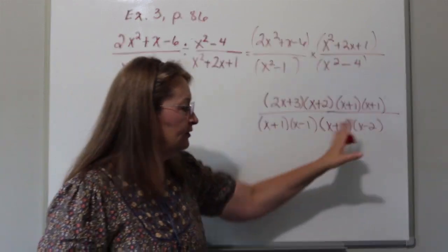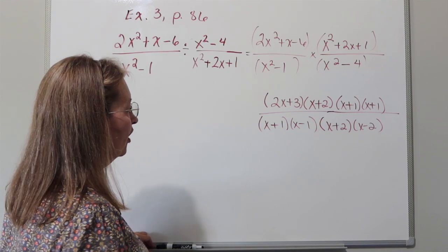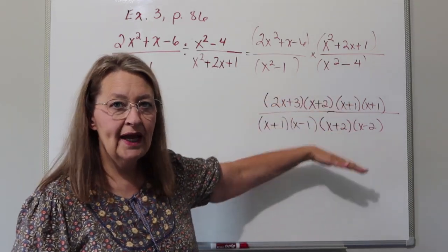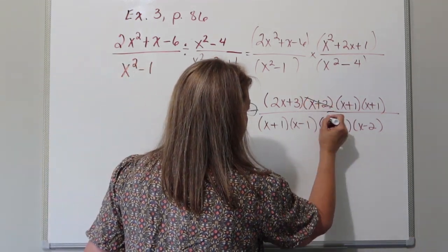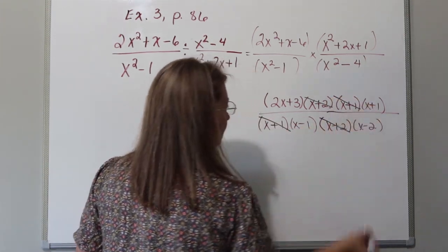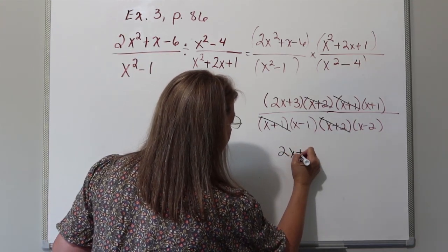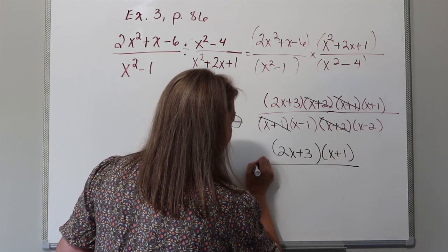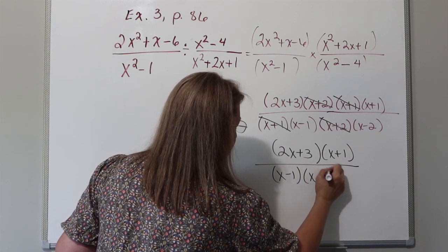Everything is fully factored. You can check them again to be sure, but they're fully factored. No greatest common factors or anything like that. Now, whatever matches up and down can cancel. So I can cancel this x plus 2 with this one. I can cancel this x plus 1 with this one. And what do you have left over? Well, you have 2x plus 3 on the top and x plus 1. On the bottom, we have x minus 1 and x minus 2.